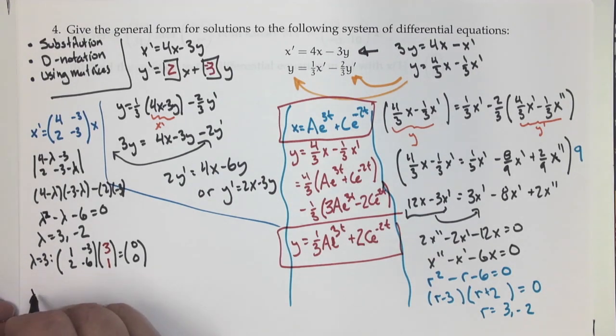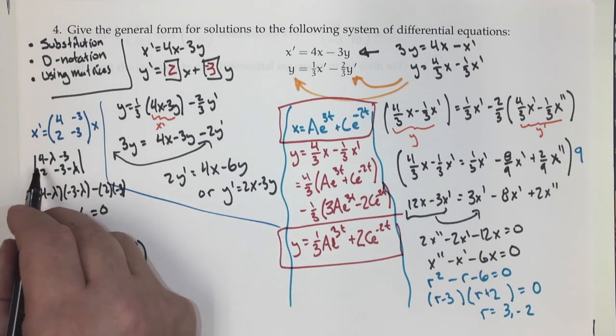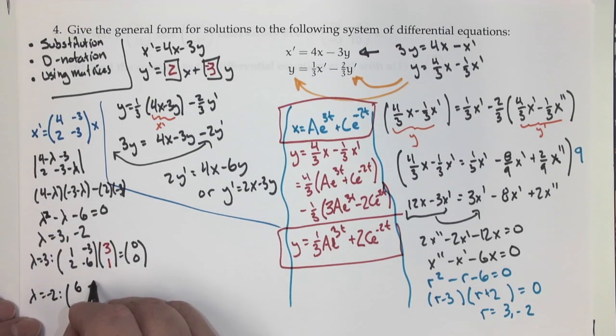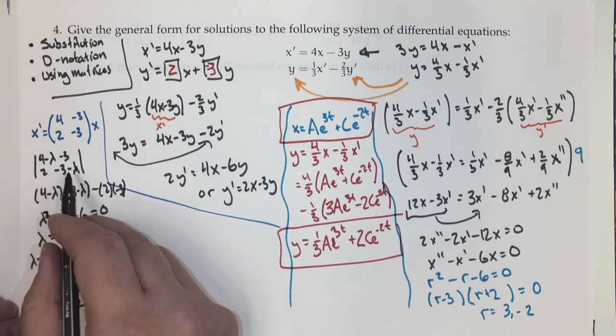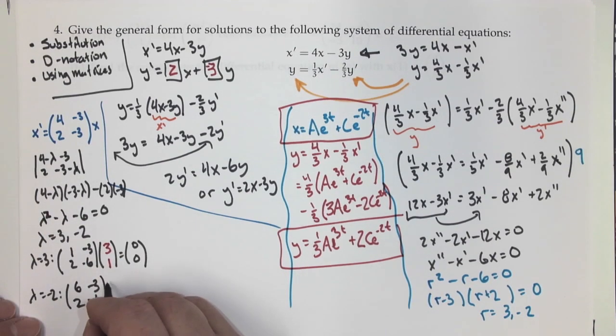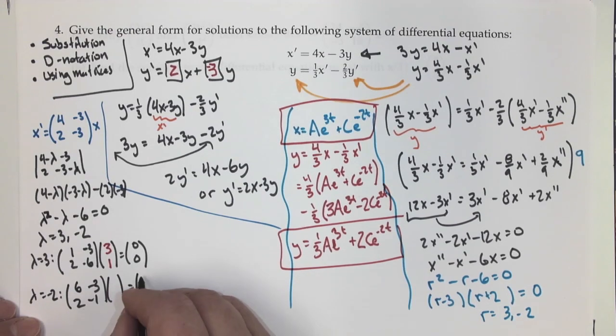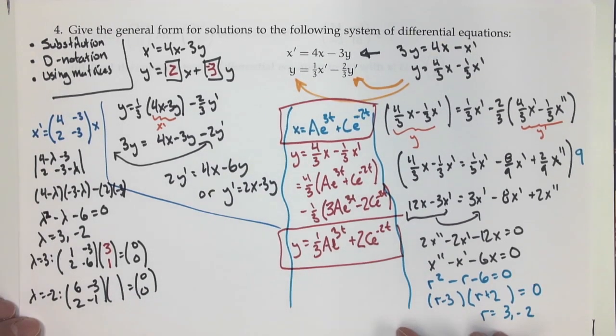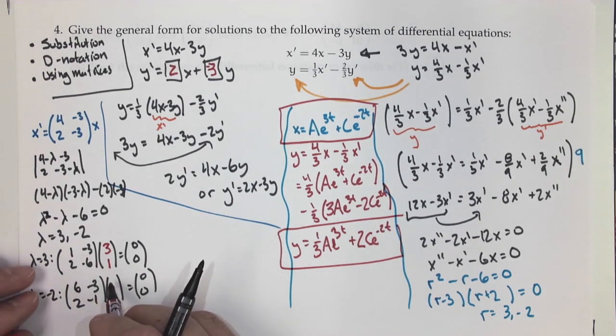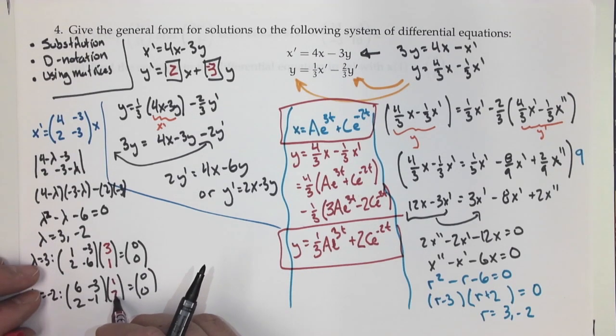For lambda equals minus 2, we'll have 4 minus minus 2 is 6, minus 3, then we'll have 2. Minus 3 minus minus 2 is a minus 1. And again, we're looking for some vector so that as we multiply here, we get 0, 0. And we can pick any row. The second row looks nicer here. Again, I'll just reverse and change the sign. So 1, 2.